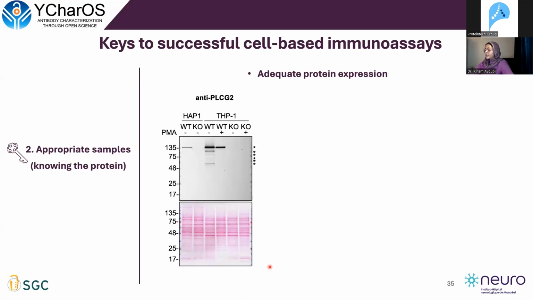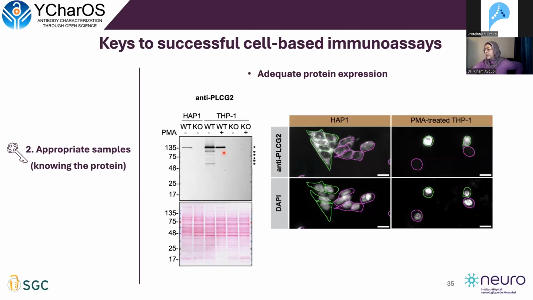Another key to successful antibody-based assays is the use of appropriate samples. First, I would like to highlight adequate protein expression. Here's an example where anti-PLC gamma-2 detects a higher level of the protein in the THP1 cells compared to HAP1 cells, while the protein levels are only 4 times higher in the PMA-treated THP1 cells. This increase in expression made a tremendous difference when immunostaining.